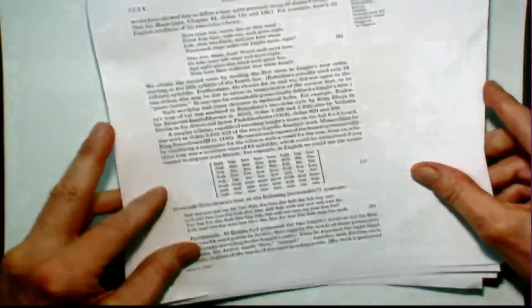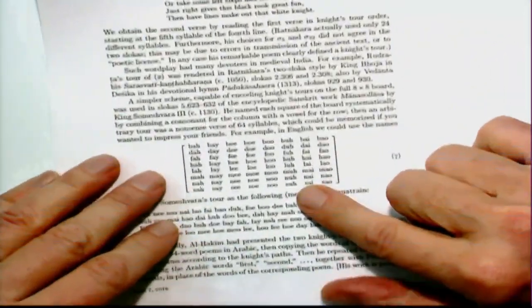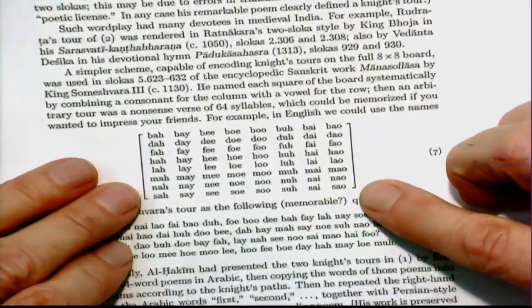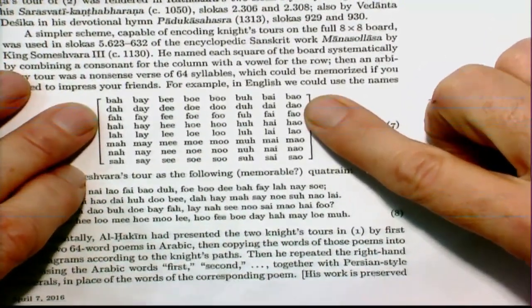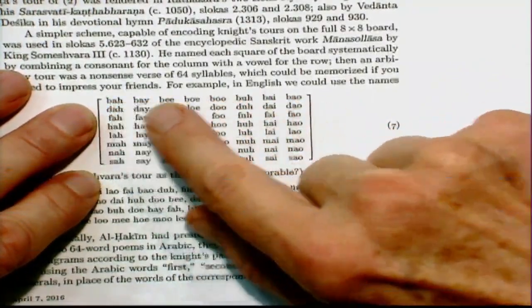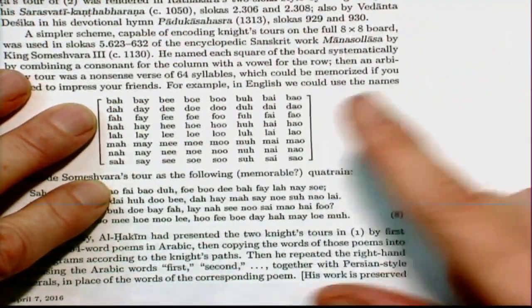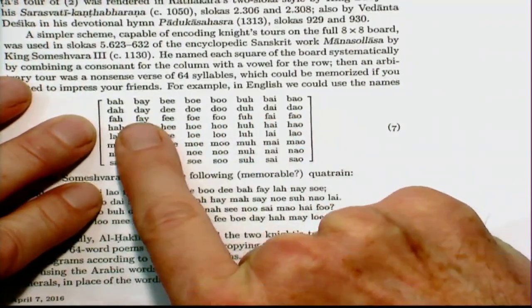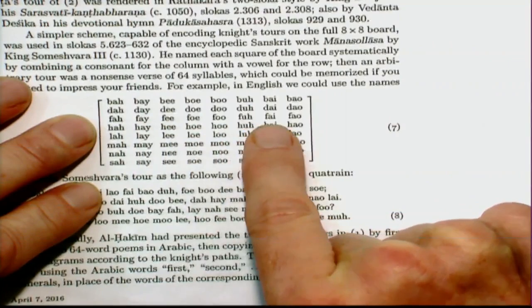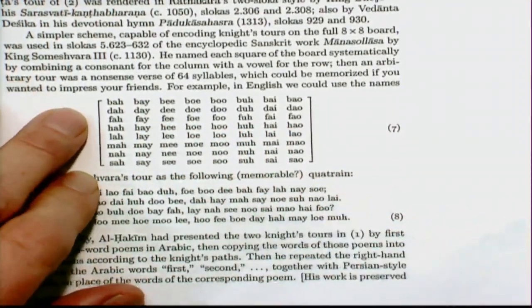His idea in the Manasollasa is to give an 8x8 array for the chessboard, and here I've given an English version of how that would work. Each row you give a consonant, and each column you give a vowel. So, for example, ba, be, bi, bo, bu; da, de, di, do, du, through sa, se, si, so, su. Boy, this is a tongue twister.